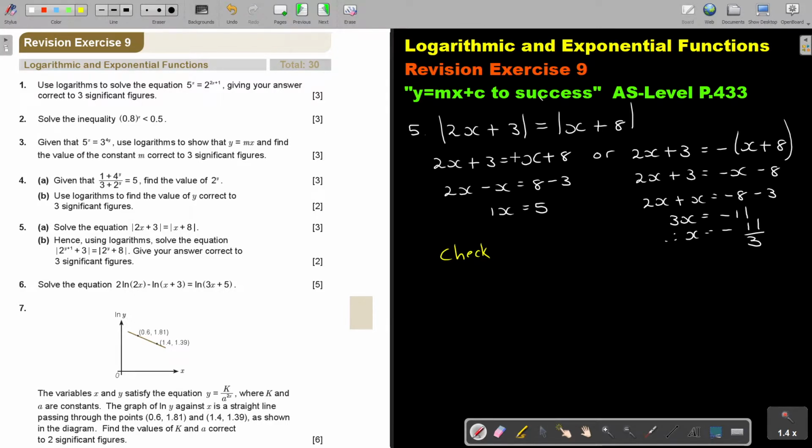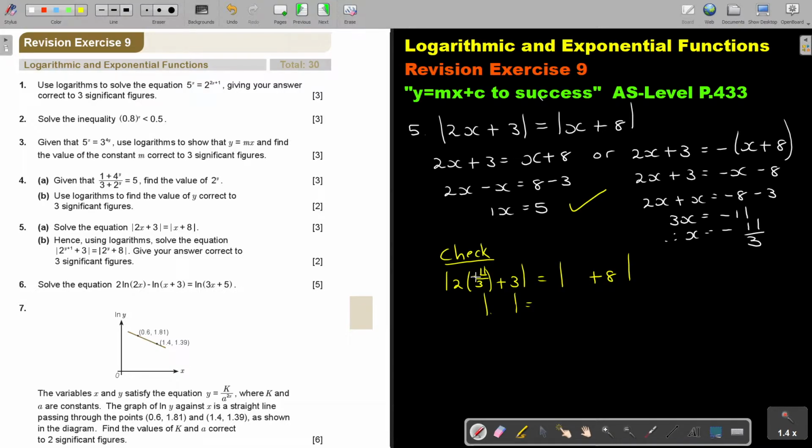Okay. So if I check, especially if you have an absolute value on that side. So if I'm saying 2 times 5 plus 3 is equal to 5 plus 8. And that's going to be 10 plus 3, so it's 13. Equals 13, it's a solution. Okay, and then the next one, I'm going to just use this to spare a little bit of space. And in the place of 5, I'm now just going to put negative 11 over 3. So let's just do that. So, just make it a fraction.